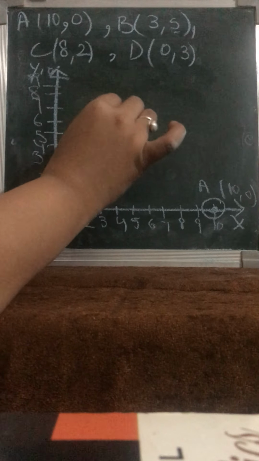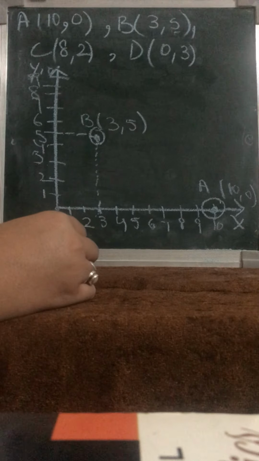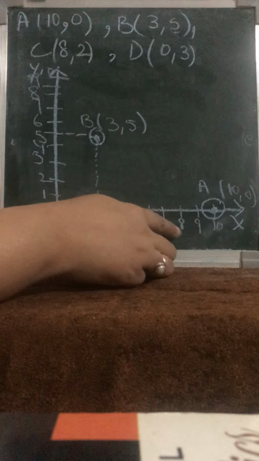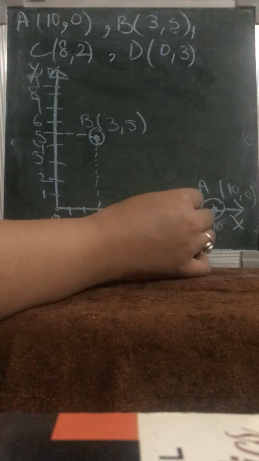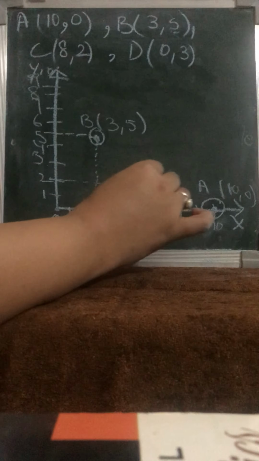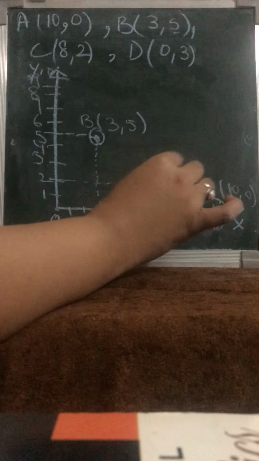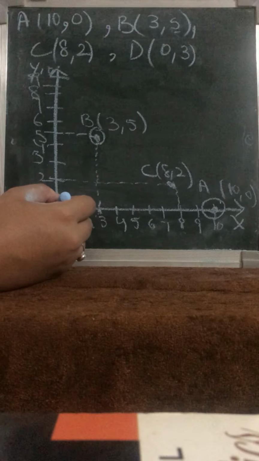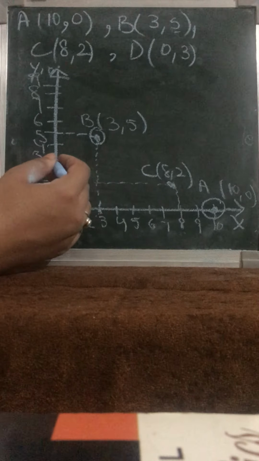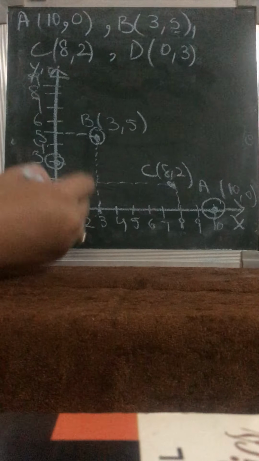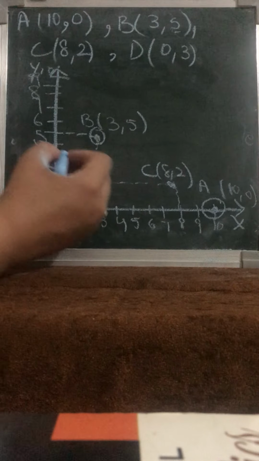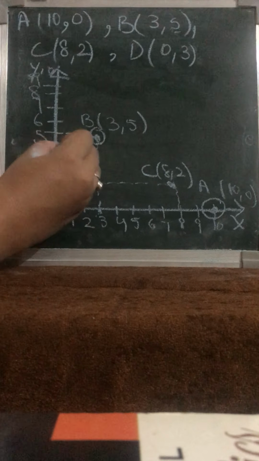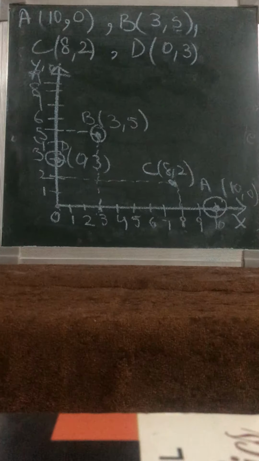So this was the point A 10, 0 and this is the point B 3, 5. Then is 8, 2. First X is 8 and this one is 2. So 8, 2, C. And the last one is D 0, 3. D 0, X is 0 and Y is 3. So the point will be here. Because there is no value of X, the value is of Y. So it will lie on the Y axis. So this is D 0, 3.